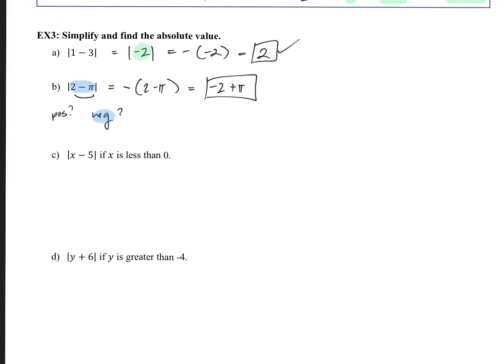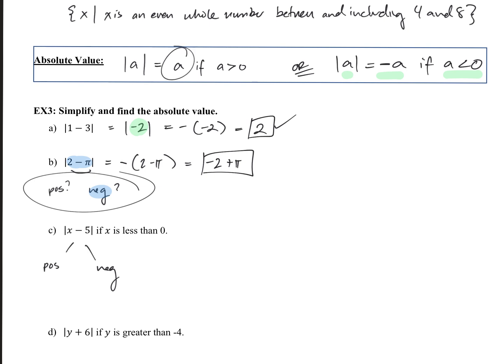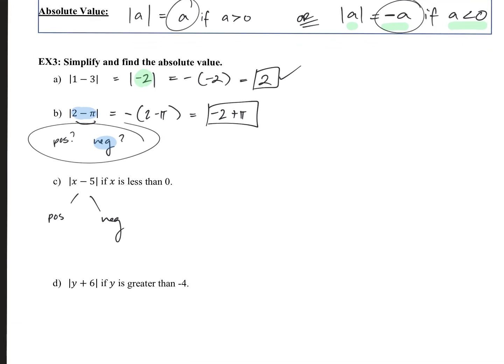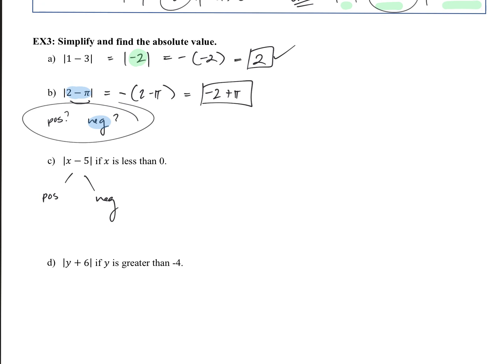Now let's look at C. We have absolute value of x minus 5, if x is less than 0. So once again, we're going to do the questioning we did here. Is that value on the inside positive or is it negative? That will determine the way I write my answer in the end. Well, we're told that the x values are less than 0, which means they're all negatives. So a negative number minus another number means all of these possible numbers that we could ever get are going to be negative. There's no way they could be a positive number. Once again, I know that these are going to be negative values.